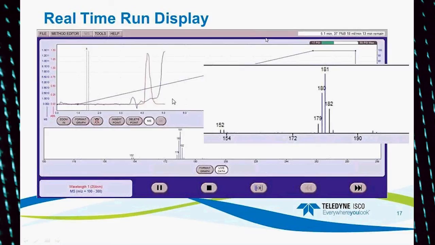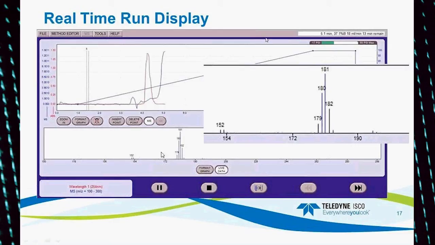You can configure the Purion to include ELSD, so you can monitor UV, ELSD, and mass spec, all three signals at the same time. And I want to point out you can monitor two wavelengths at the same time while you're monitoring ELSD and mass spec.